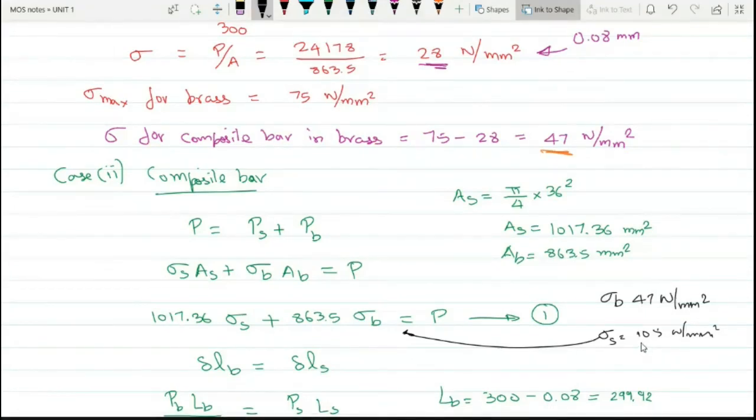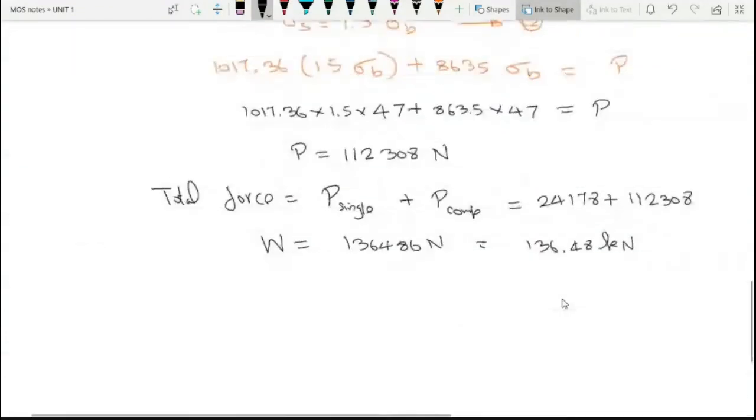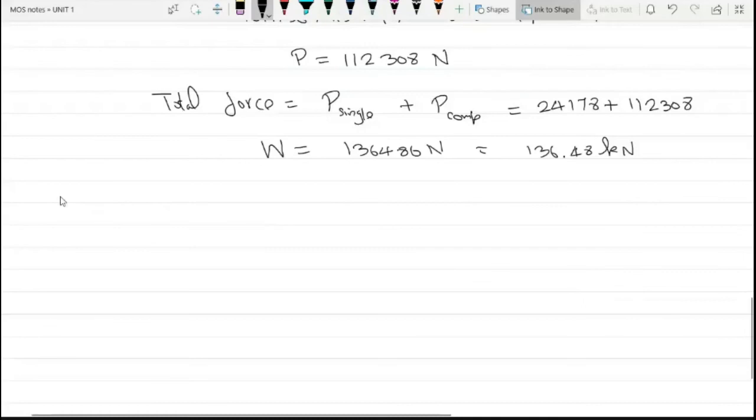Which means when you go for 105, your brass will already be broken, because the maximum stress that can be withstood by brass is only 47. So always you have to put the minimum value here. That is the reason we use brass. Okay, now we will go for subdivision 2.